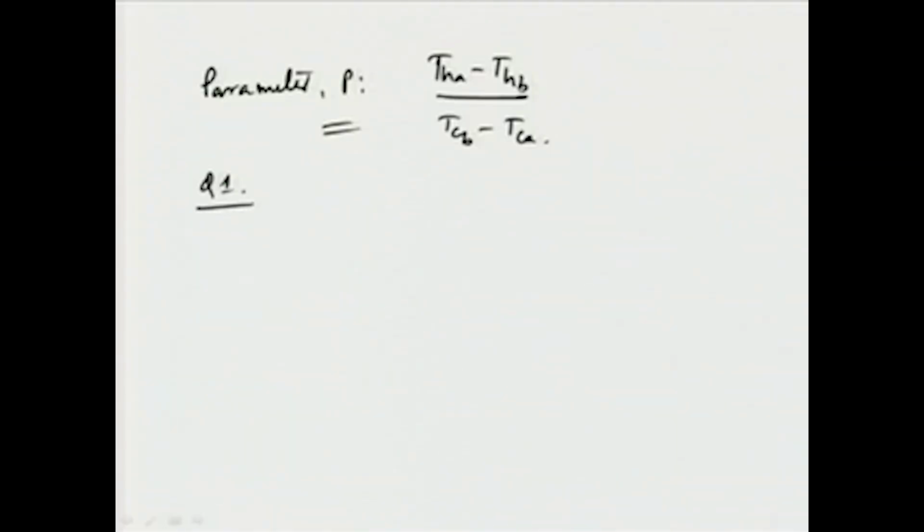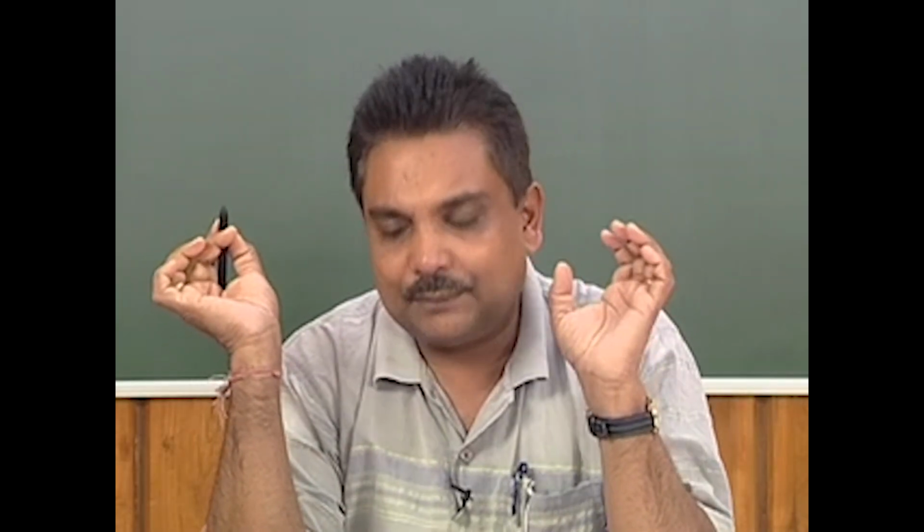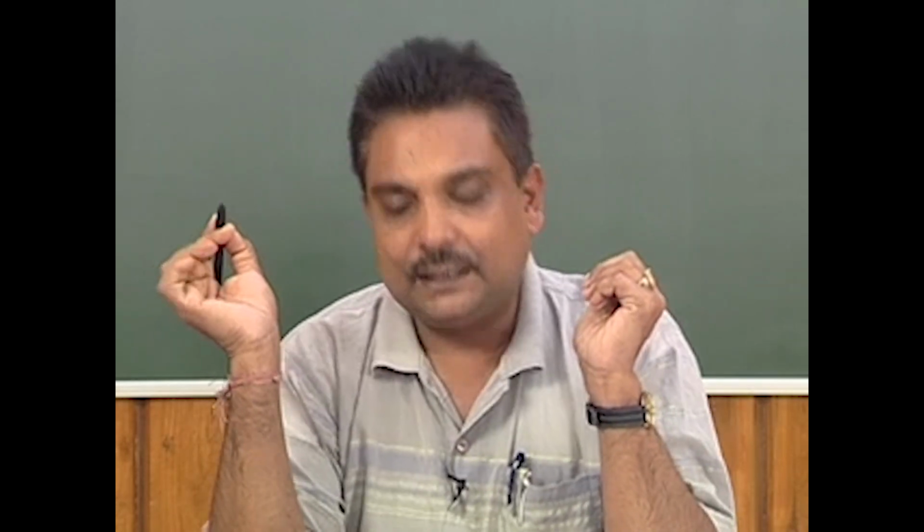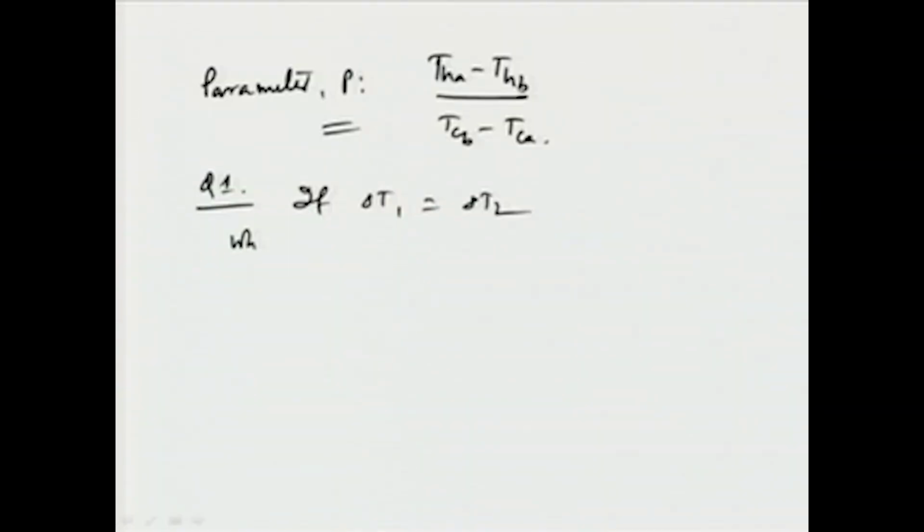Then I will ask only a simple question. The first question is: if the driving force delta T1 is equal to delta T2, whether it is parallel flow or counter flow does not matter, if the driving forces delta T1 and delta T2 are the same, then what is the LMTD, or what would be the temperature difference that should be used?